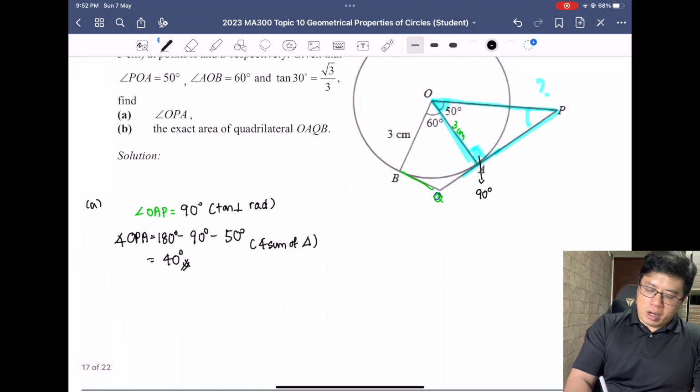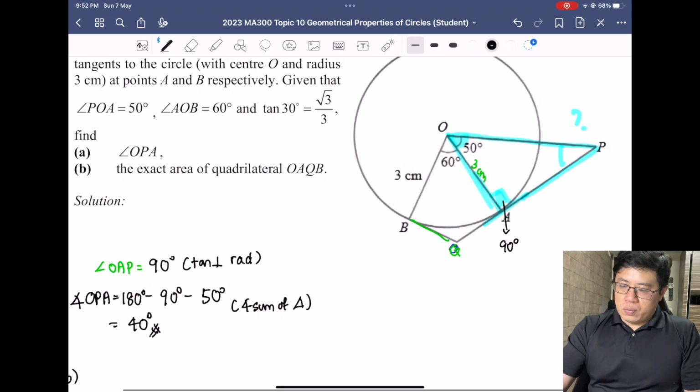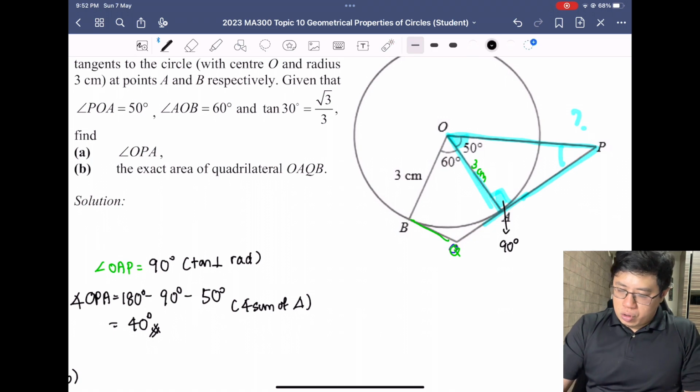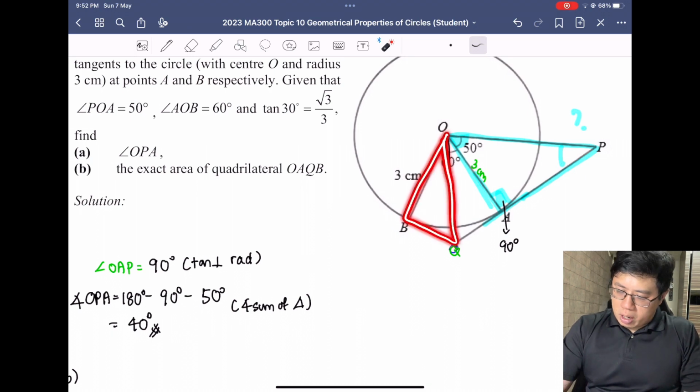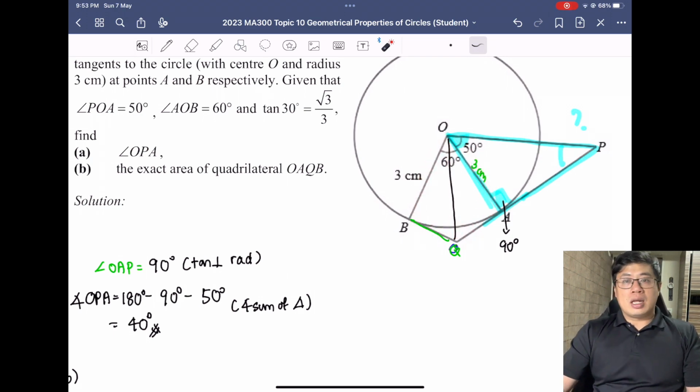Now for part B, this requires us to think a bit. First of all, we know that tangents from an external point are equal, so these two lines will be equal. What I'll do is draw a line in between. If I look at OBQ, this triangle will be congruent to OAQ, because they both have 90 degrees, these two will be equal because of tangents from an external point, and these two will be equal at 3 cm. So these two triangles are congruent.